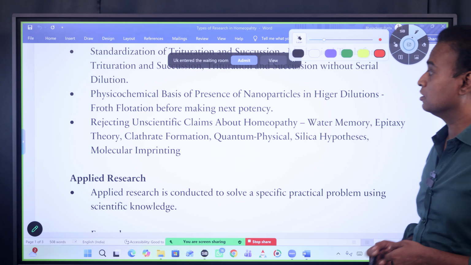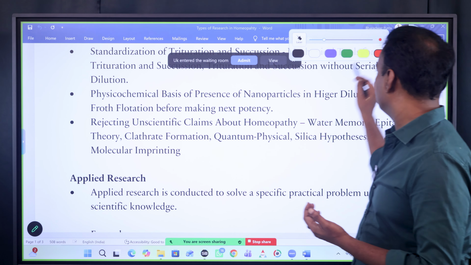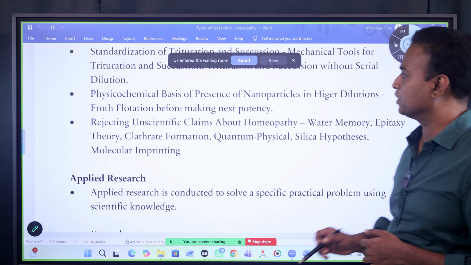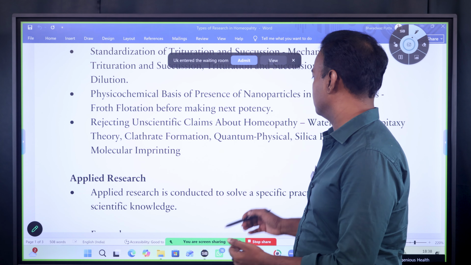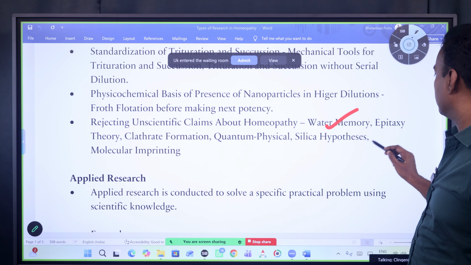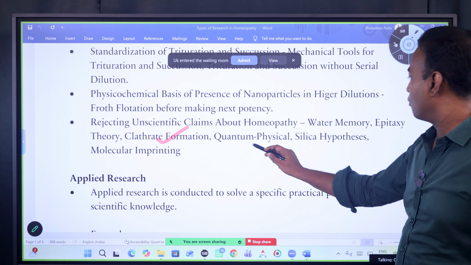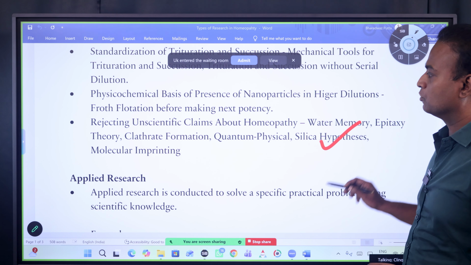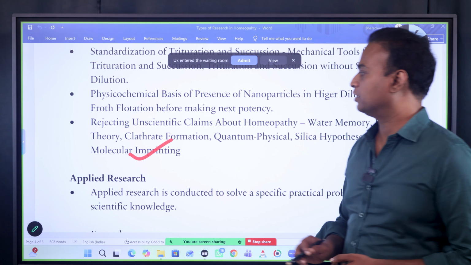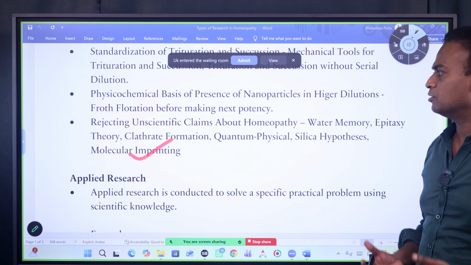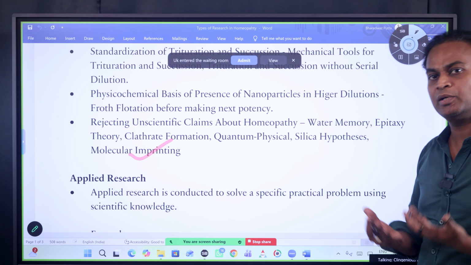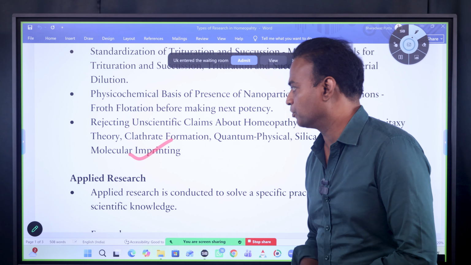One more interesting thing is that a lot of unscientific things are said about homeopathy. Those claims are all rejected, right? Like water memory, epitaxy, and clathrate formation, quantum physical, silica hypothesis, molecular imprinting technology. These are all discarded because now a good amount of fundamental research is coming up in homeopathy.